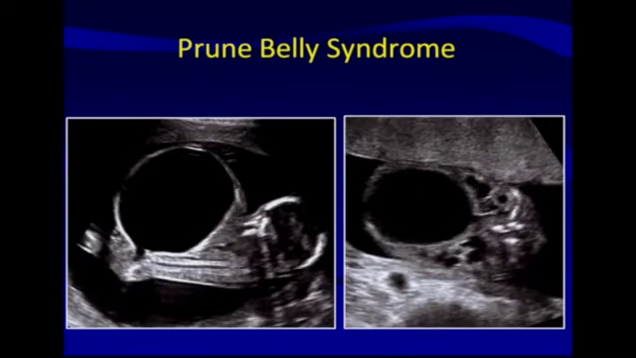Here you can see a markedly dilated bladder, very big, and hydronephrosis in the kidneys bilaterally, but notice the normal amount of amniotic fluid in this fetus with prune belly syndrome.